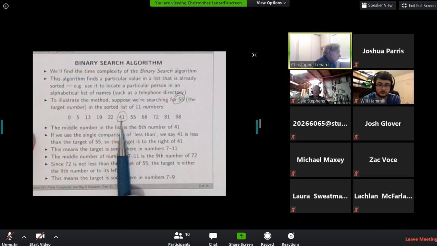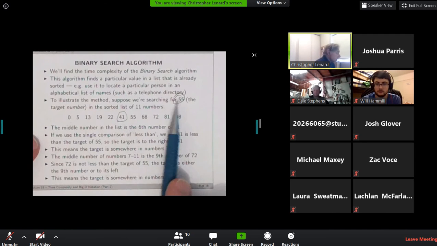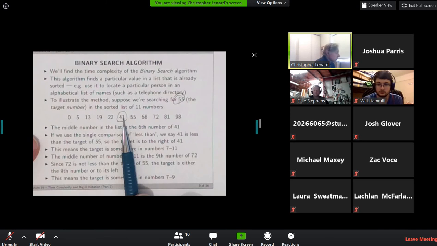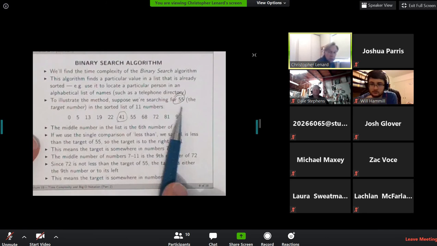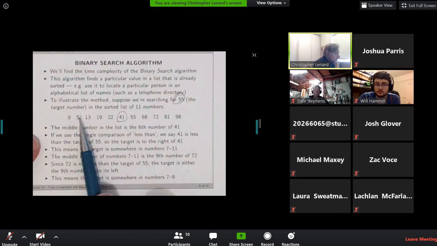And you simply look at the middle one and you ask yourself, where is 55 in comparison to 41? Okay, so 41 is less than 55, or better still, 55 is bigger than 41. So you know, without testing all these guys, that 55 is in this part of the list. So you've already saved yourself 5 comparisons just by looking at the middle one. So that's just one comparison to decide that 55 is in the right-hand half.